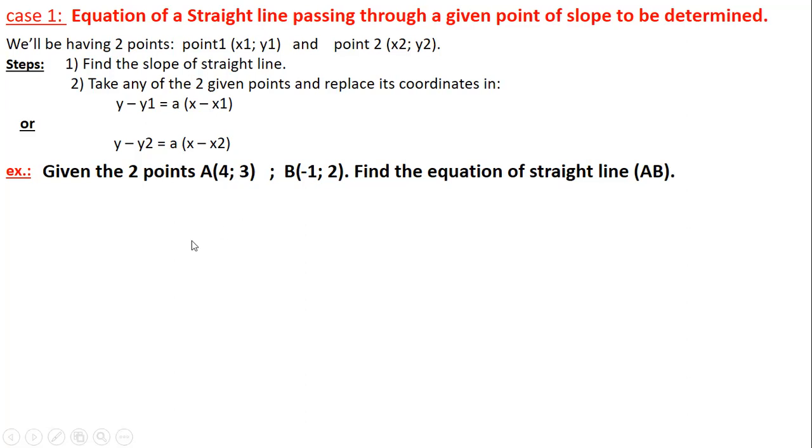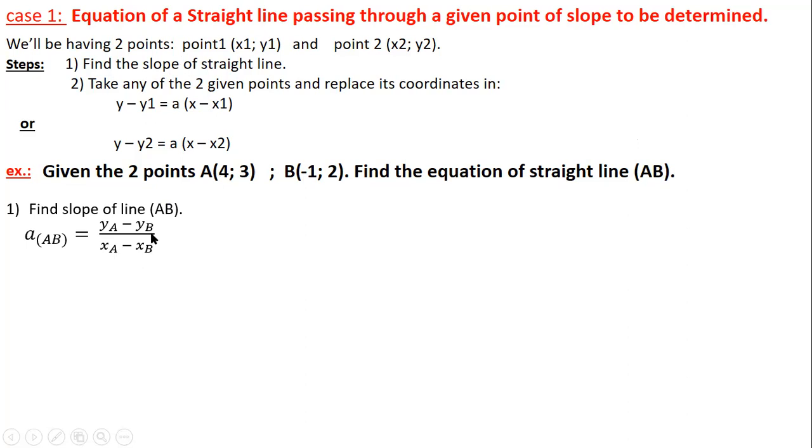Now I will solve with you an exercise. Given the 2 points, A, which is (4, 3), and B, which is (-1, 2). We should find the equation of a straight line AB. As the steps say, we should first find the slope of straight line AB. So to find the slope, we use the rule. Slope of AB is YA minus YB over XA minus XB.